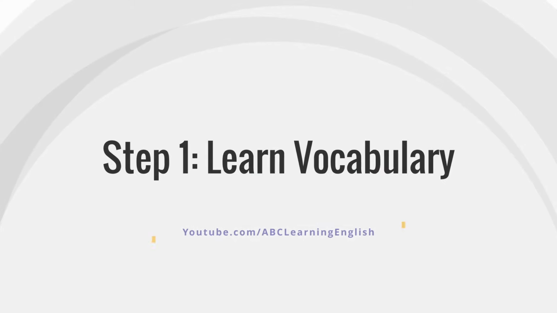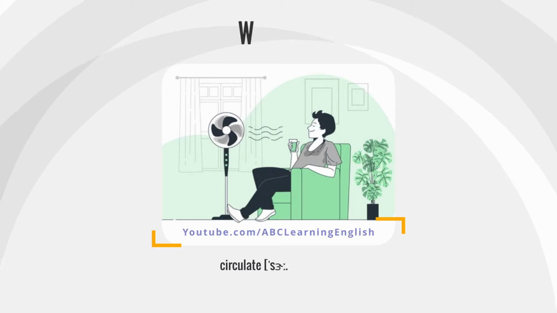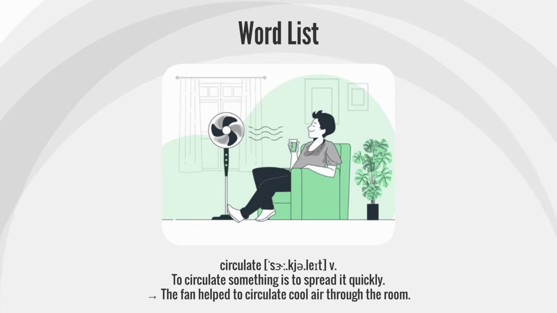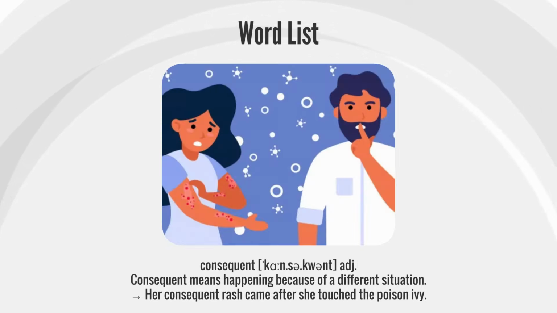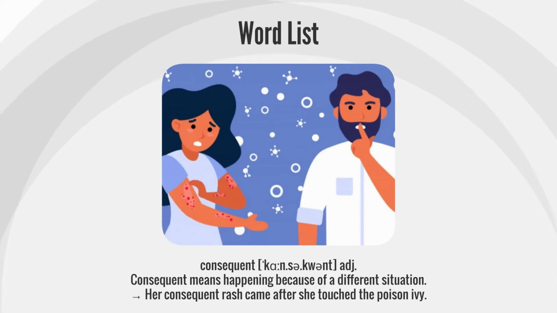Step 1. Learn vocabulary. Circulate. To circulate something is to spread it quickly. The fan helped to circulate cool air through the room. Consequent. Consequent means happening because of a different situation. Her consequent rash came after she touched the poison ivy.